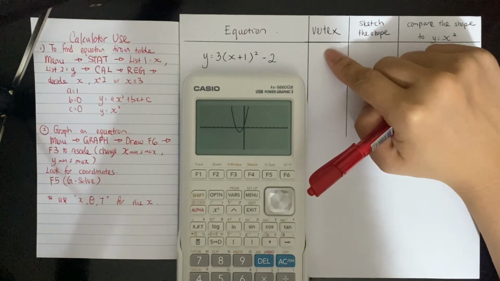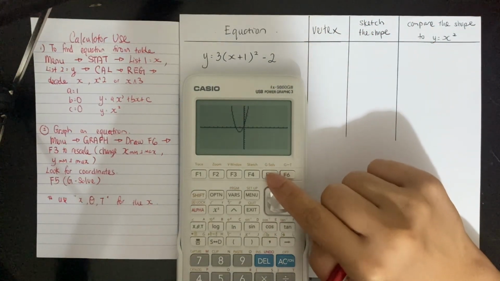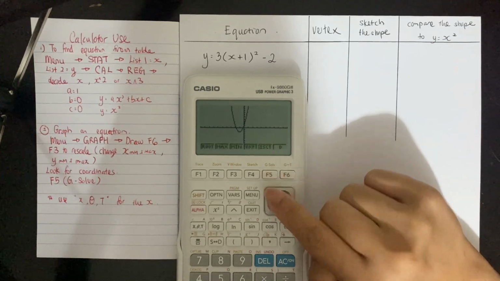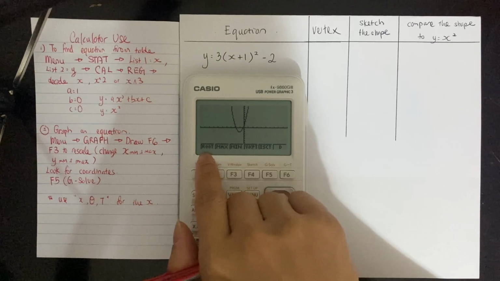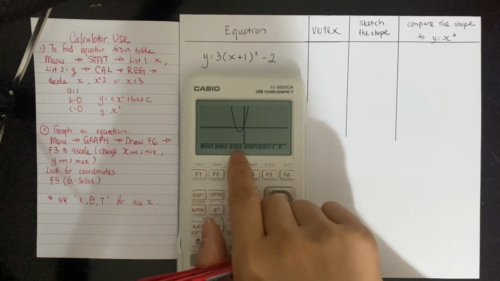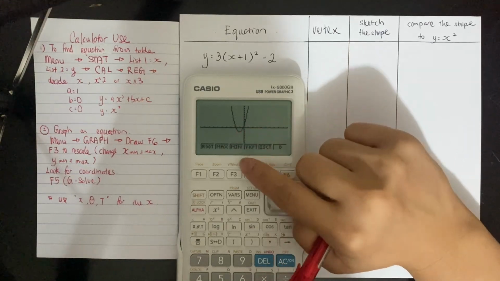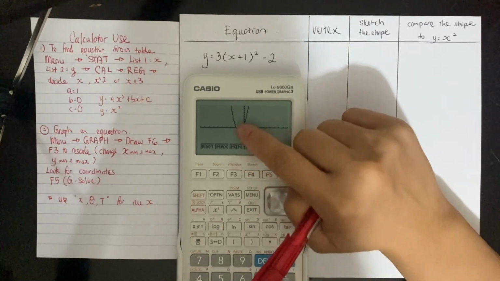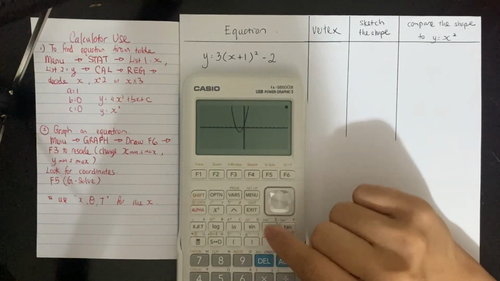The first one, I want to find the vertex. I'm going to go G-Solve, graph solve, F5. When I press that, they tell me roots. Roots is your x-intercept. Maximum or minimum points are your vertexes, meaning it's that point over there. It's either maximum or minimum. In this case, it's a minimum, so I know I'm pressing minimum here.